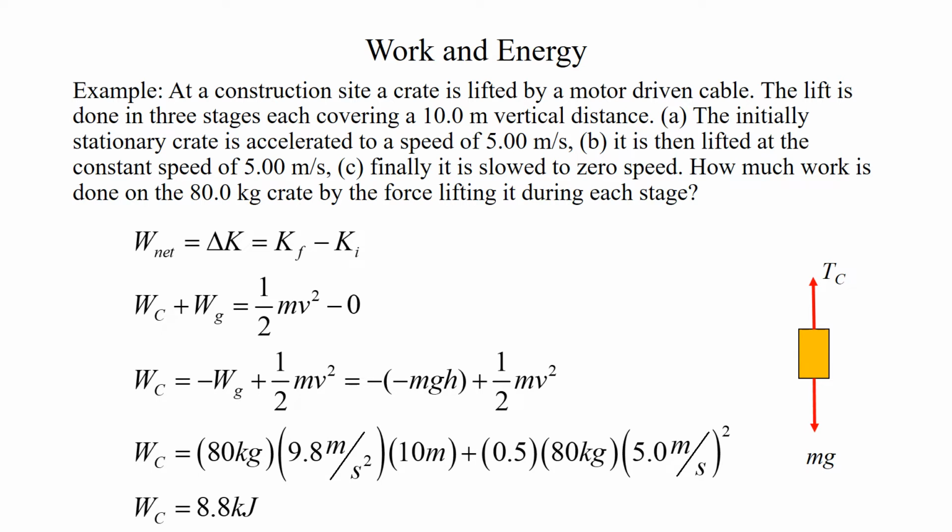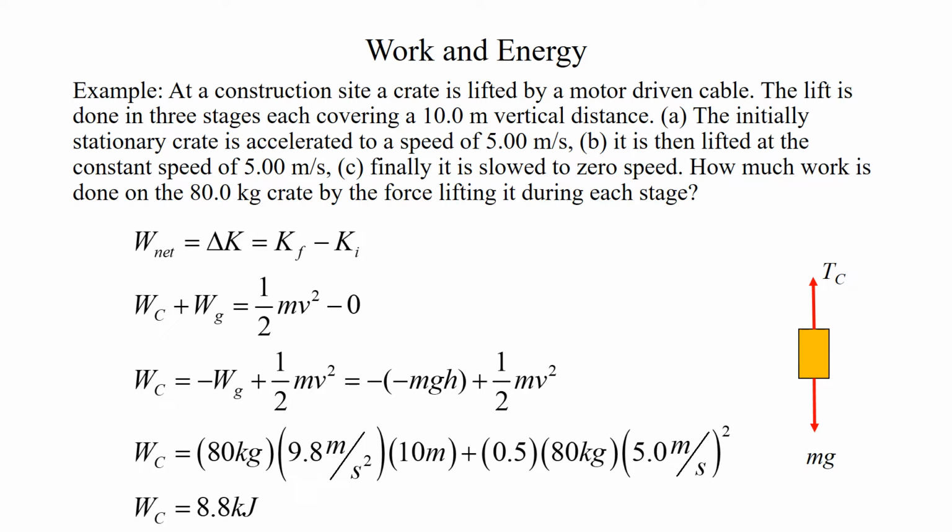Why is the work done by gravity negative mgh? Well, the weight, of course, is mg, and the weight force is downward, and the displacement is upward. So when I do the dot product between the force and the displacement, I get a negative number. And we want the negative of that, so that's why we have the negative of the negative mgh, and then plus the 1/2 mv squared.